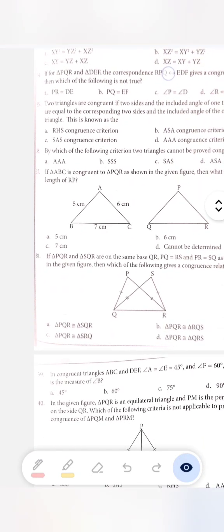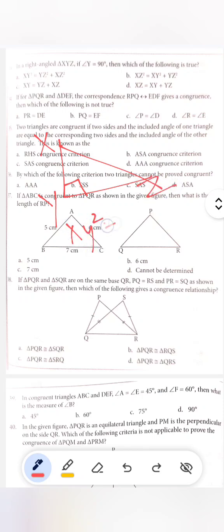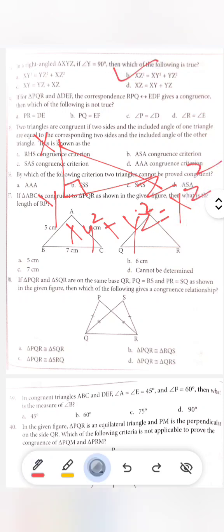Okay. Now come to the next question. In a right angle triangle XYZ, let us draw, angle Y is equal to 90 degrees. Then which of the following is true? So this is X, this is Z. XY square plus YZ square is equal to XZ square. Yes, option B is the correct answer.